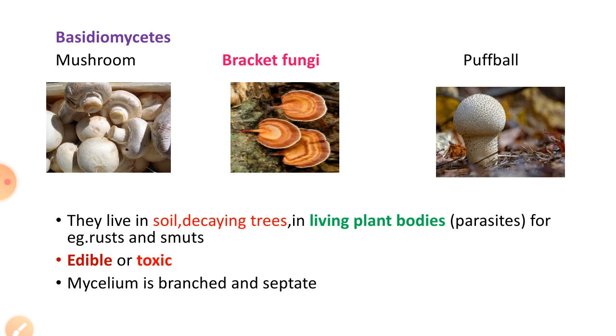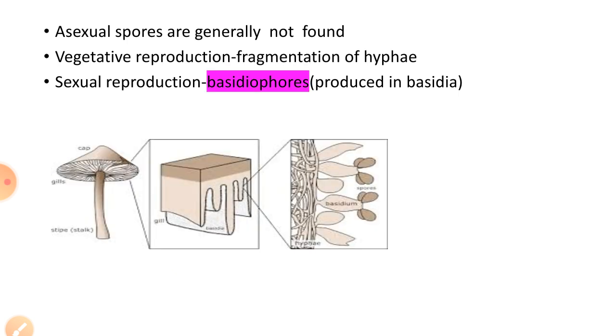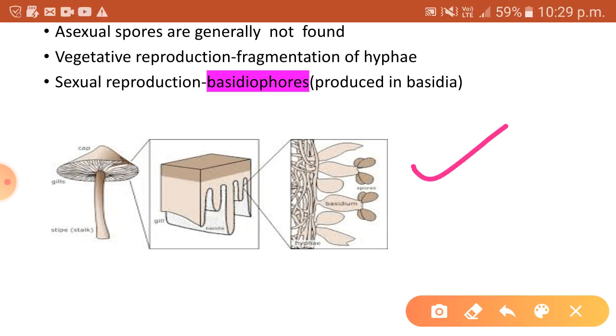The mycelium of Basidiomycetes is branched and septate. Asexual spores are not generally found in Basidiomycetes. Other than sexual reproduction, they show vegetative reproduction by fragmentation of hyphae. In the sexual reproduction of Basidiomycetes, basidiospores are produced in spore-bearing structures called basidia. The singular form of basidia is basidium. Basidia are arranged in the gills of basidiocarps, the fruiting bodies. You can see it here.